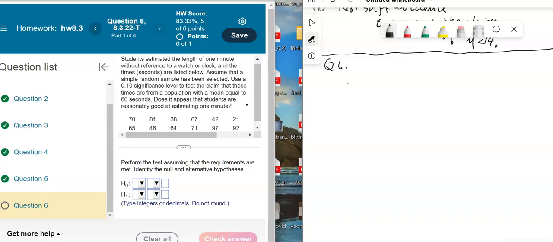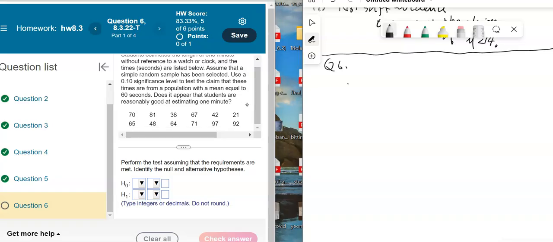Now, what is that? Students estimate the length of 1 minute without reference to a clock. Okay, so they want you to close your eyes, and I'll say start now, and then raise your hand when you think it's 60 seconds. Look at this guy. He said, after 21 seconds, this is 60 seconds over. That's crazy. Right?